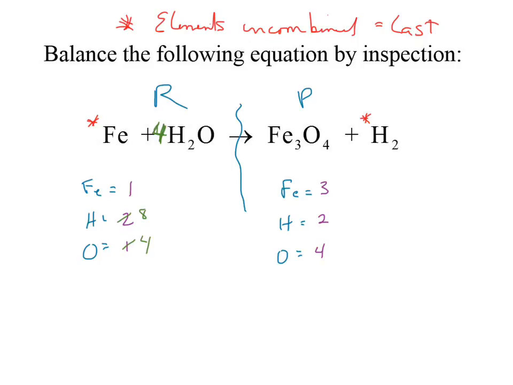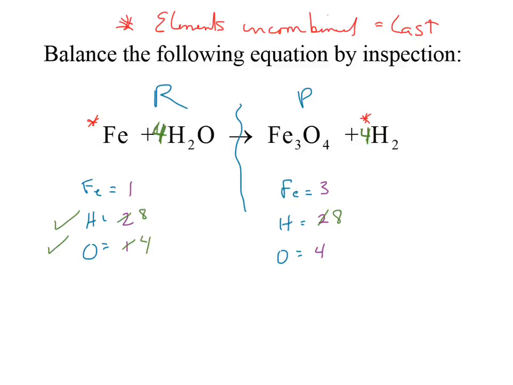So let's see, how do I get 8 hydrogens on the product side? Put a 4? Okay, yeah. We'll put a big 4 there, and that will give me 8. Sometimes they go out of balance during the process, but now it's looking pretty good. My hydrogens and my oxygens are set.